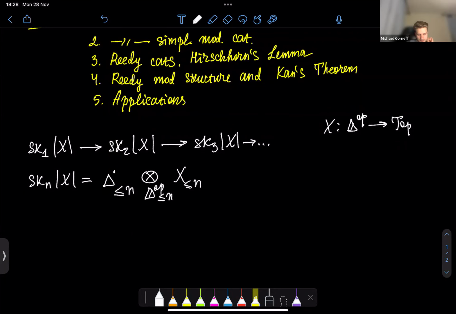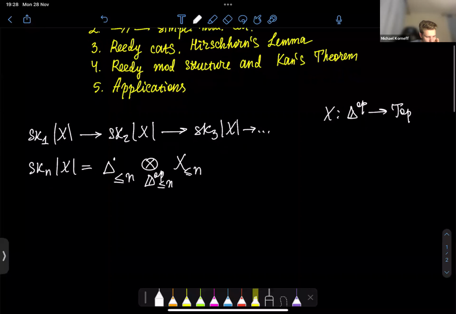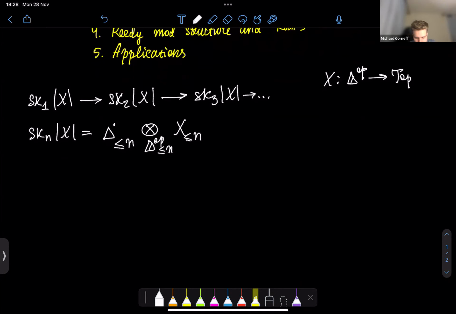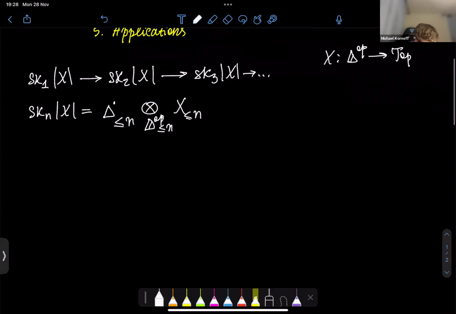Okay, and the question is, what is the case when the colimit preserves weak equivalences? And it turns out that in the category Top, the answer is positive, and it follows from the following construction. We know that skeleton can be constructed from the following pushout diagram.